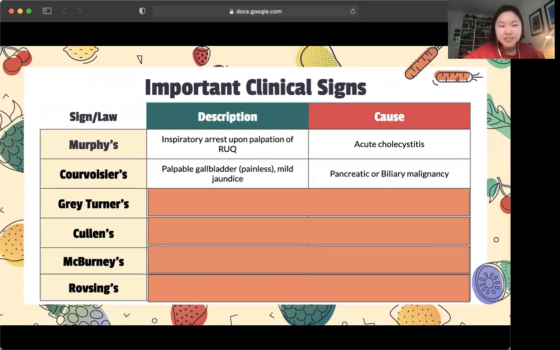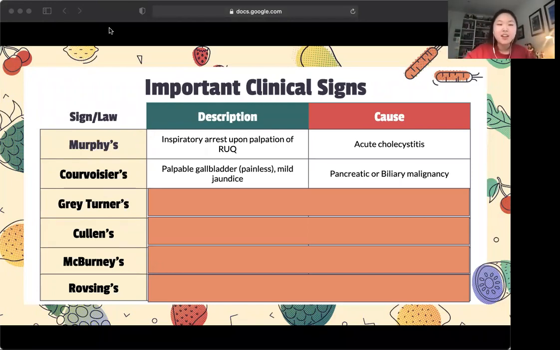Basically, this is a palpable gallbladder, usually a painless, non-tender mass that you can feel, as well as mild jaundice. It's basically pancreatic or biliary malignancy until proven otherwise. However, I need to make this clear: just because it is painful doesn't mean that it's not a pancreatic tumor, right? This is just a sign that you get taught to know that it's pancreatic or biliary malignancy until proven otherwise. But if they do have pain, don't just say, oh, it's not a pancreatic tumor just because they have pain.